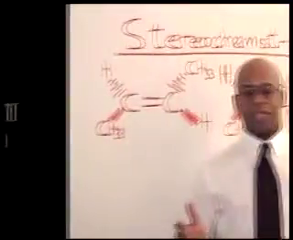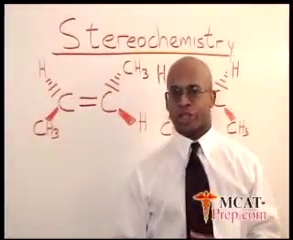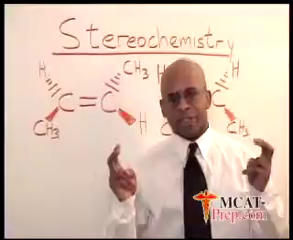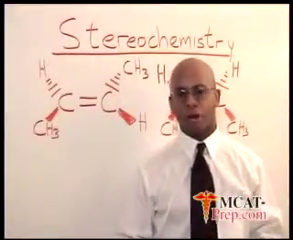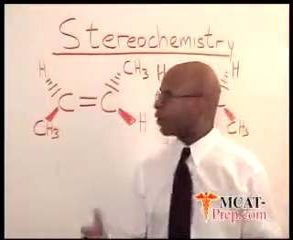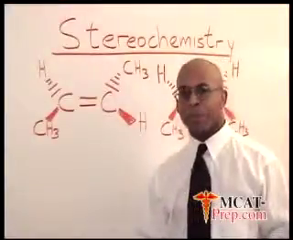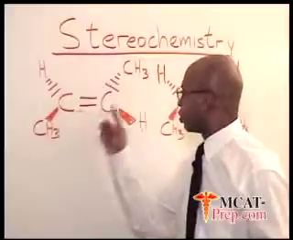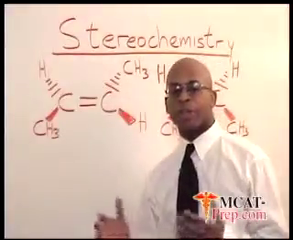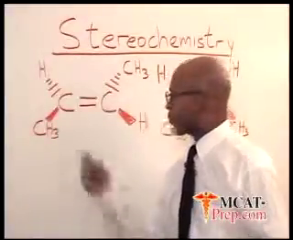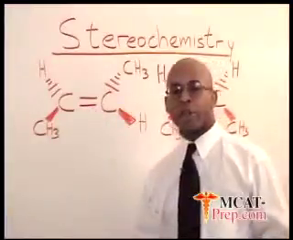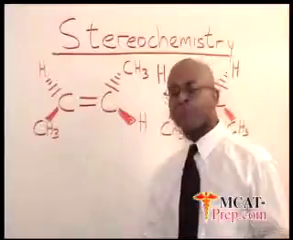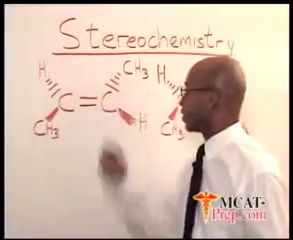Our next definition is that of configuration. Configuration refers to the permanent three-dimensional shape of a molecule. For example, let us look at this particular molecule. First, we'll name it. There are 1, 2, 3, 4 carbons. Therefore, it must start with but-. There is a double bond. Therefore, it is an alkene, because it's the hydrocarbon with the double bond. Therefore, this must be butene.